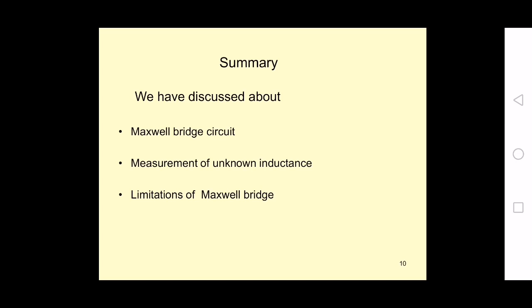So you are getting the unknown inductance in terms of the known capacitance. The major limitation of the Maxwell bridge is that it is used only for measurement of medium values of quality factor, that is 1 to 10. It is not used for measuring high values of Q, as well as low values of Q less than 1. By substituting in omega Lx by Rx, we get Q equal to omega C1 into R1.